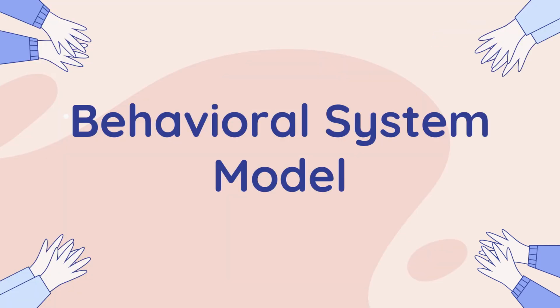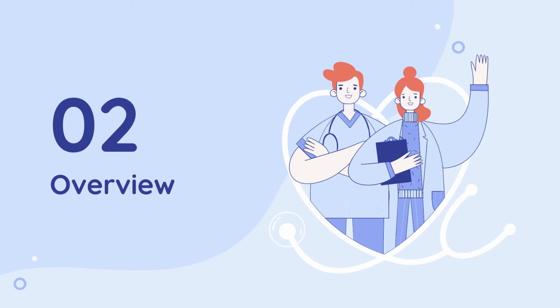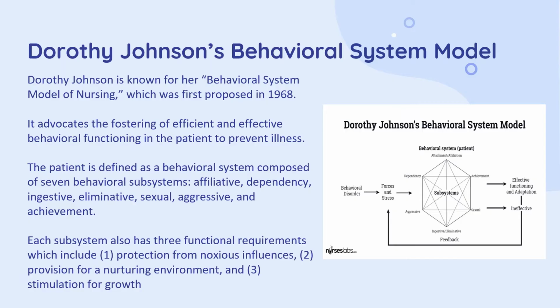Next is the behavioral system model. Overview of Dorothy Johnson's behavioral system model. Dorothy Johnson's theory defined nursing as an external regulatory force which acts to preserve the organization and integration of the patient's behavior at an optimum level under those conditions in which the behavior constitutes a threat to the physical or social health or in which illness is found.